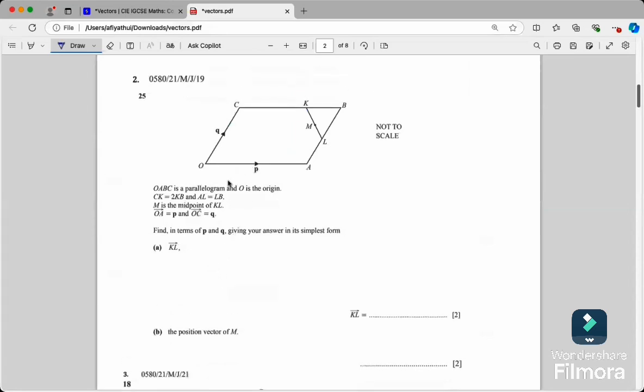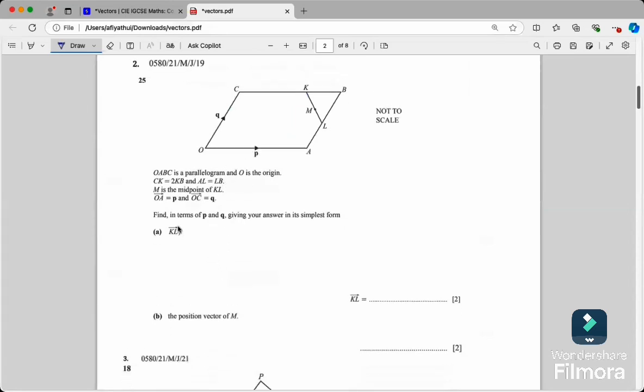So question number 25. Find in terms of P and Q, give your answer in simplest form, KL. Okay, so you wanted to reach from K to L since it's also a parallelogram. So this whole CB is going to be P and this AB is going to be Q. So we know the ratio. They said M is the midpoint of KL. And also we know that CK is 2 times KB.